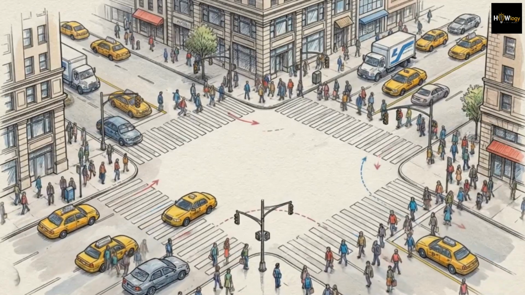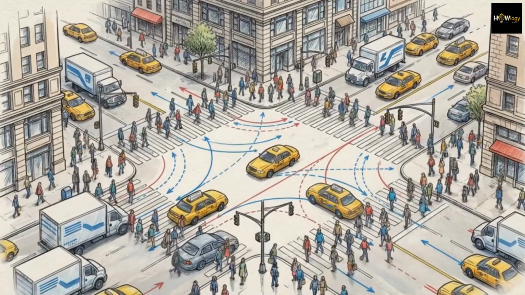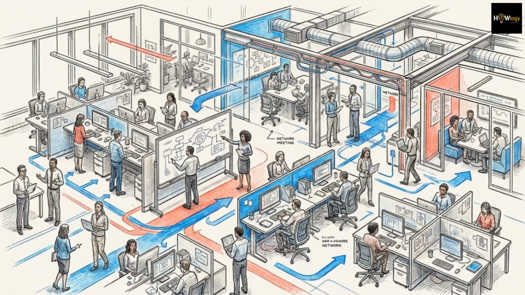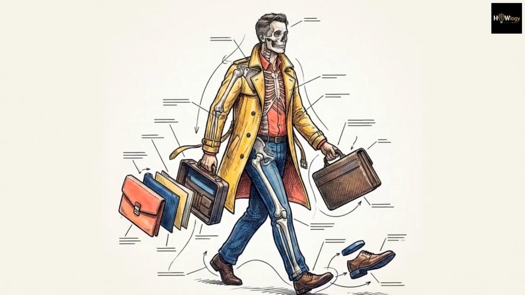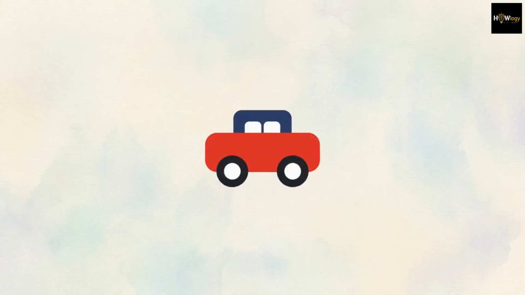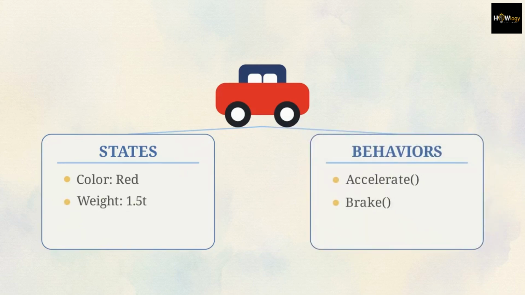Look around a crowded street or a busy office. It is organized chaos. You are looking at countless unique things interacting with each other all at exactly the same time. Whether it is a car, a coffee cup, or a pedestrian, every single item is a distinct object. It has specific physical traits, like its color or weight, and specific actions it can perform.